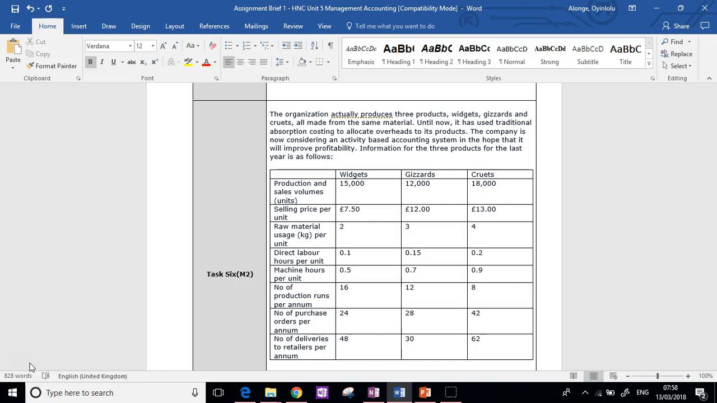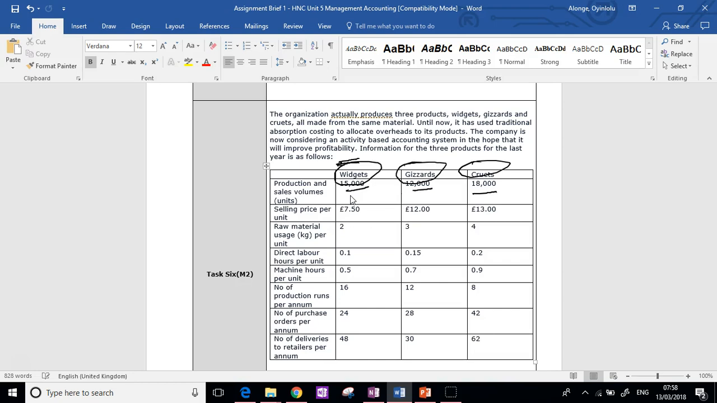You have access to this already, and the question requires you to put together what the cost of a widget is. Let me just see if the pen's working. Yes, so it wants you to put together the cost of a widget, and also the cost of a gizzard and a cruet. And it tells you how many widgets you're making and how many gizzards and how many cruets.